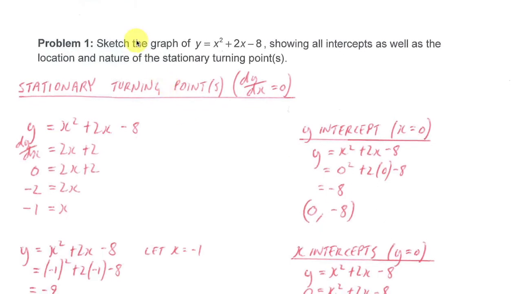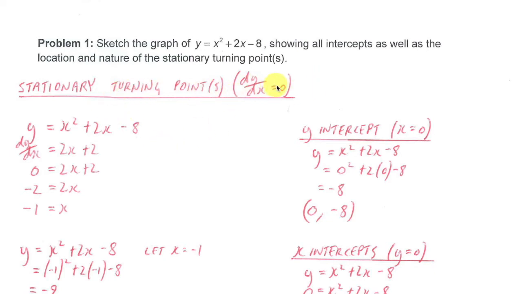All right, problem 1. Sketch the graph of y equals x squared plus 2x take away 8, showing all intercepts as well as the location and nature of the stationary turning points. Up until now, you were able to do your sketches and all your intercepts, but you were not able to identify the exact positions of the stationary turning points. Now with calculus you can.